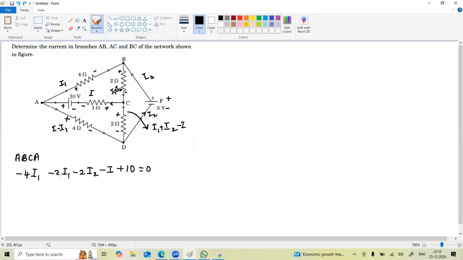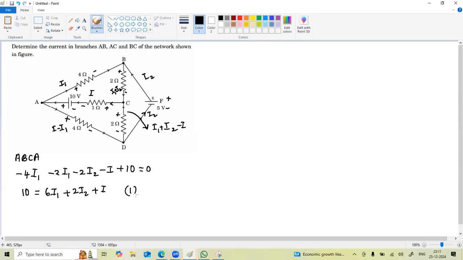We reduce this: minus 4I1 minus 2I1, so minus 6I1. Then minus 2I2 minus I plus 10 equals 0. We take all the negative terms to the right side to become 10 equals 6I1 plus 2I2 plus I. This is equation number 1.